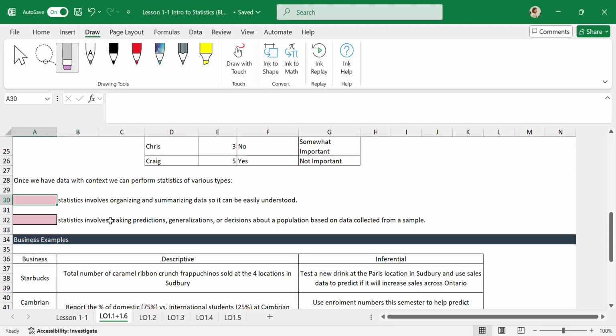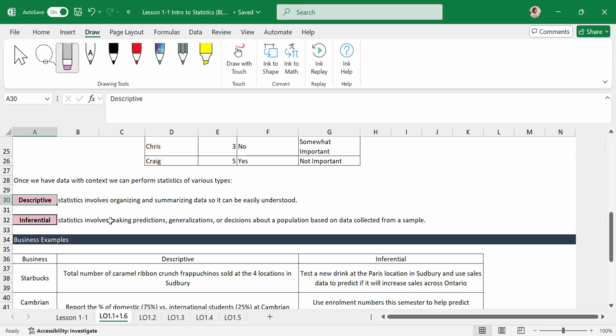Next, we're going to define in our burgundy boxes what the differences are between these two methods. So first, when we talk about descriptive statistics, it's actually the first type of statistics we're going to learn in this course. So for about the first half of the course, we're just going to discuss descriptive statistics. And then in the second half of the course, we're going to move on to inferential statistics. So the first one, descriptive statistics, involves organizing and summarizing your data.